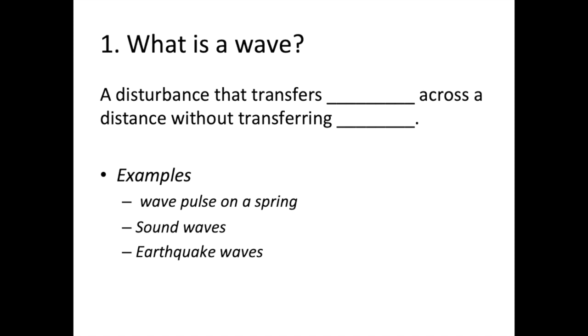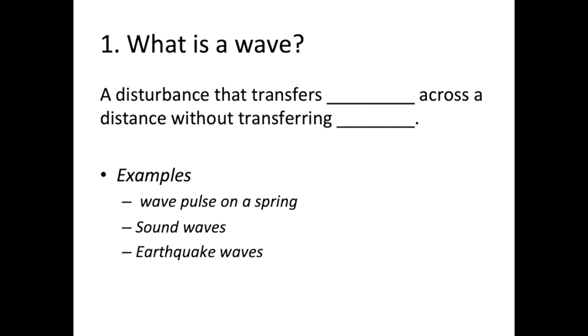So point 1, what is a wave? A wave is a disturbance that transfers energy across a distance without transferring matter. And we looked at a couple examples in class. We used a slinky to send energy from one person to another, but the actual coils of the spring did not move from one person to another.